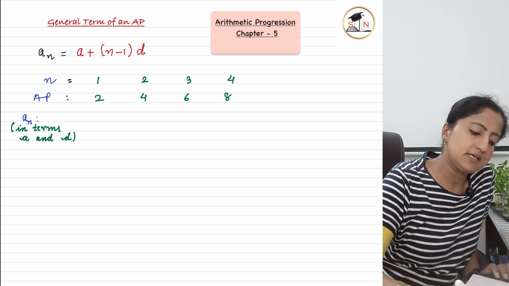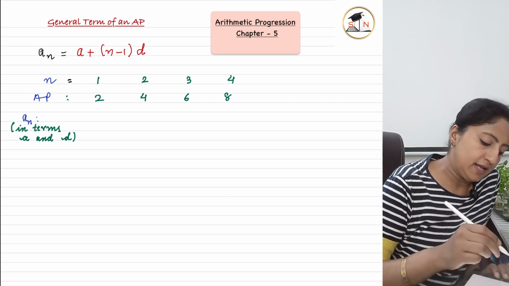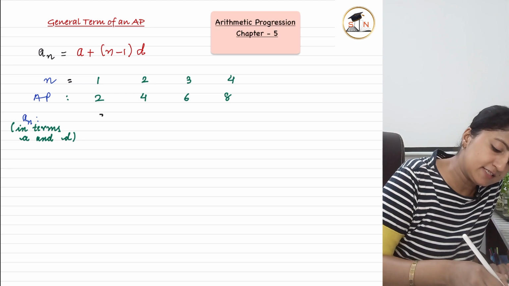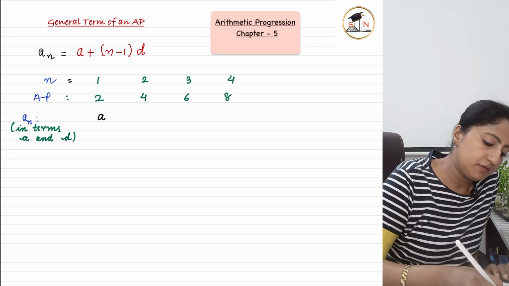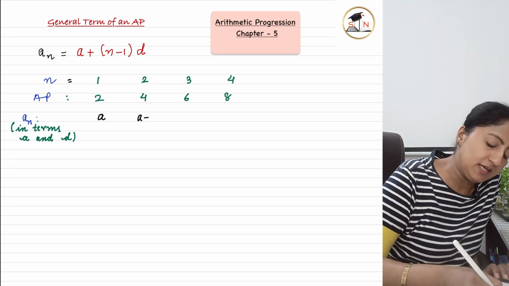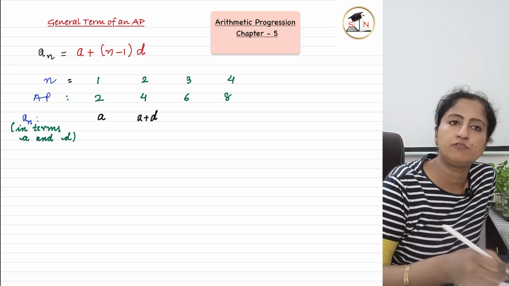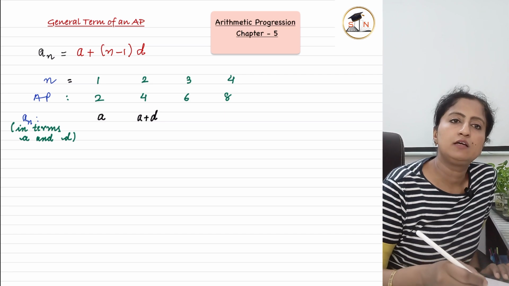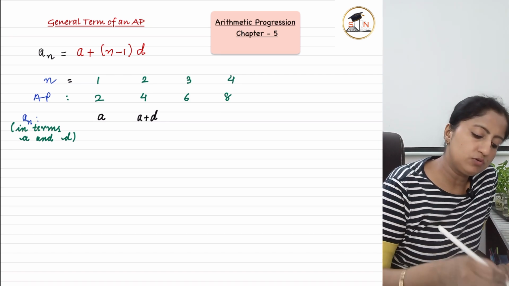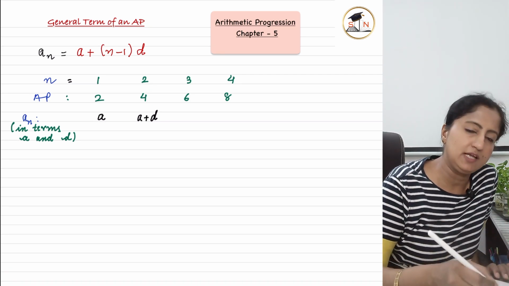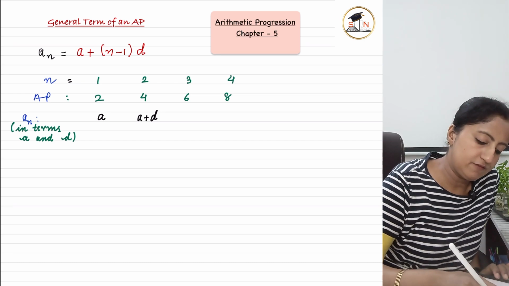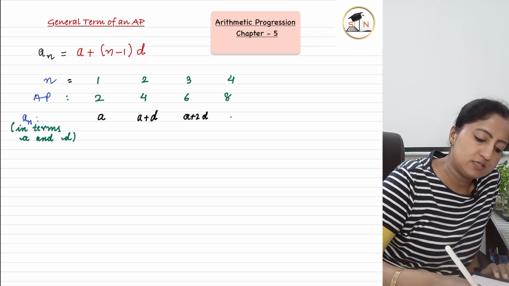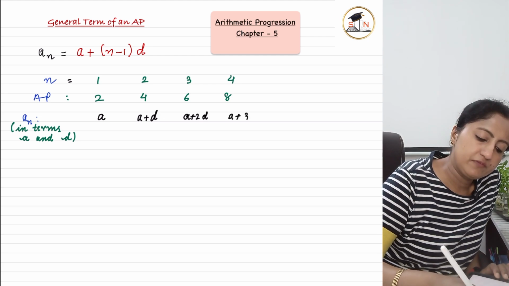Now, below this, I'm going to write the relation between a and d for each term. The first term is always written as a. The second term is always written as a plus d because we add the difference to the first term. For the next term, we add the difference once again to the previous term, that is a plus d. I will add another d to it and it will become a plus 2d. The next term will become a plus 3d.